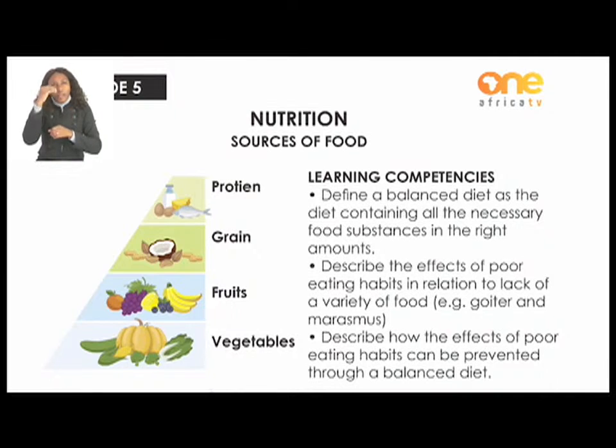It's the diet containing all the necessary food substances in the right amount. Describe the effects of poor eating habits in relation to lack of variety of food, for example, goiter and marasmus. Describe how the effects of poor eating habits can be prevented through a balanced diet. So these are our three basic competences.